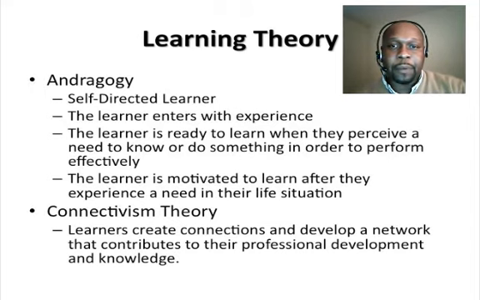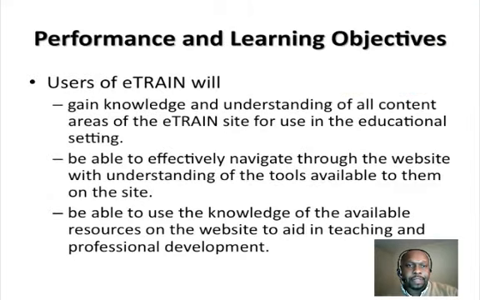Next, we have the performance and learning objectives. They are: the users of eTrain will gain knowledge and understanding of all content areas of the eTrain site for use in the educational setting. The users will be able to effectively navigate through the website with understanding of the tools available to them on the site. And the users will be able to use the knowledge of the available resources on the website to aid in teaching and professional development.